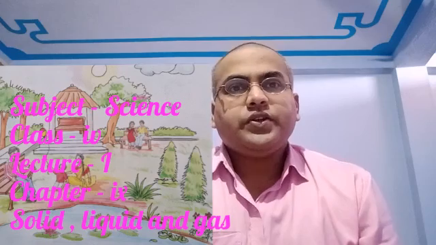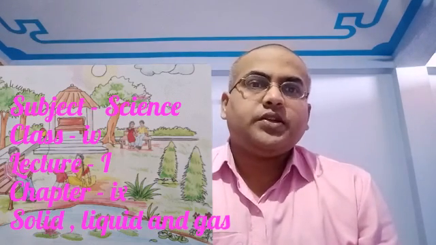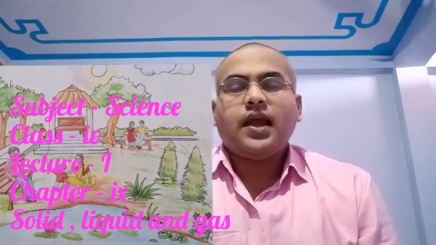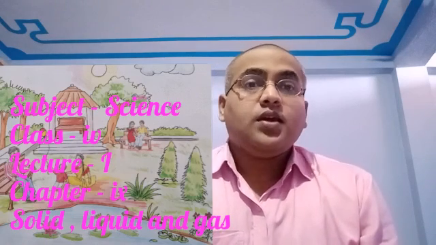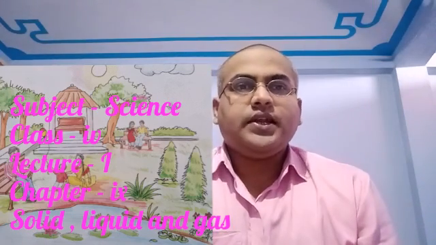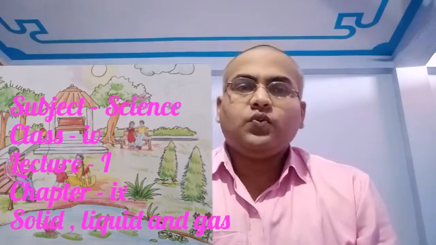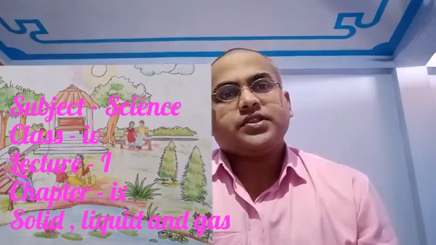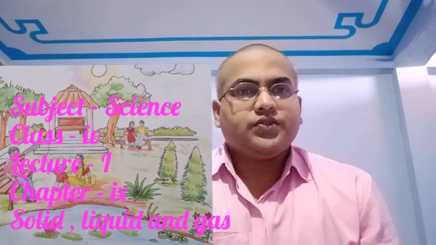Today, in this video lecture, we will discuss chapter 9, that is solid, liquid and gas. In this chapter, we will understand about solids like chair, table, pen, pencil, whatever solid things are present around us. Then we will discuss liquid, that is water, and then gas, that is air. So let's begin this chapter.